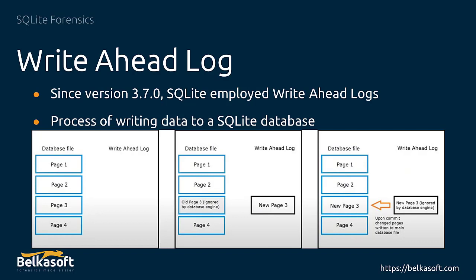Finally, when the data is committed to the main database from the write-ahead log file, all changes are resent back to the main database file, and the new page 3 that was in the WAL file is now ignored by the database engine. Again, as with journal files, at some point we will have 2 versions of page 3, which are older and newer. But with write-ahead logs, they are reversed. The new page is stored in the secondary database file, and the old page is stored in the primary database.